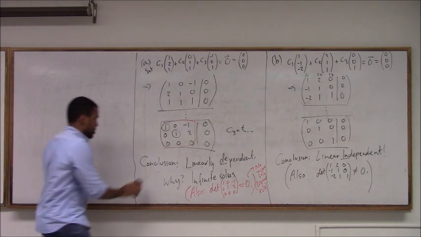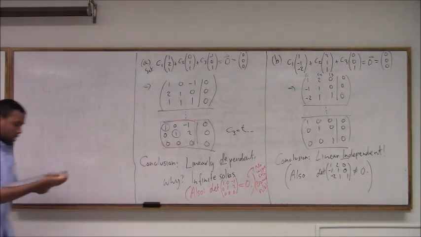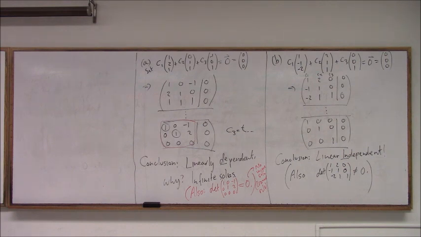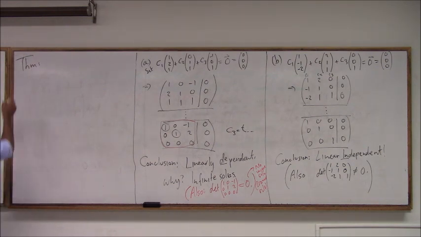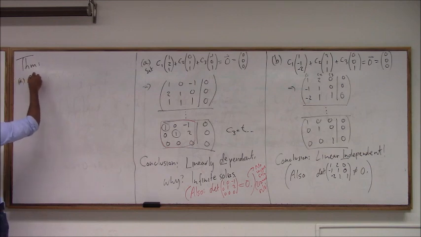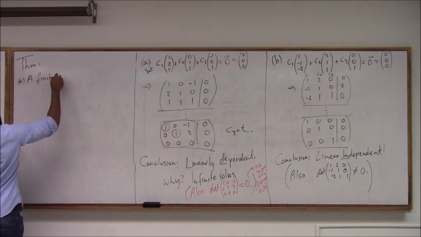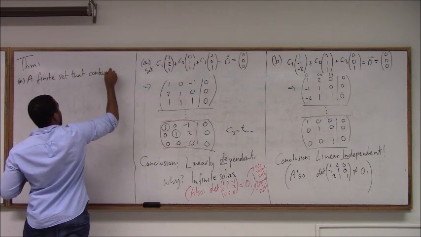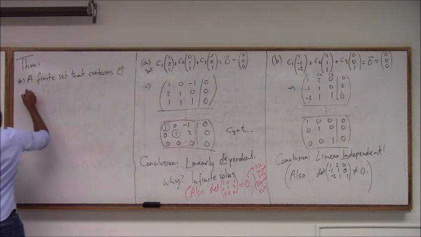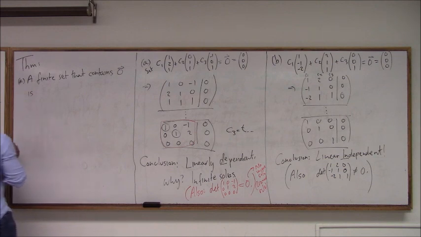Let's talk about some theorems here, which is going to help us out later. So I'll write them down. I might just talk about them, but we're not going to cover them. Theorem. A finite set that contains the 0 vector is dependent or independent? What do you think?